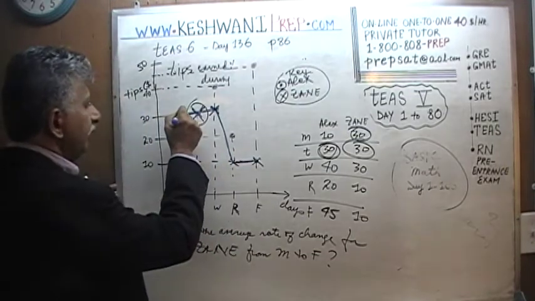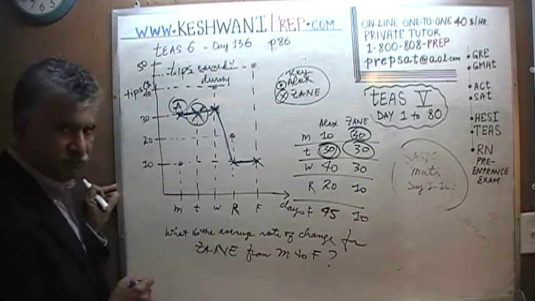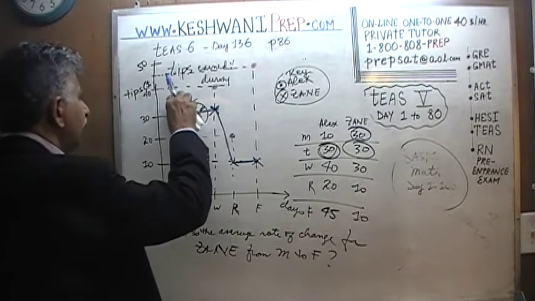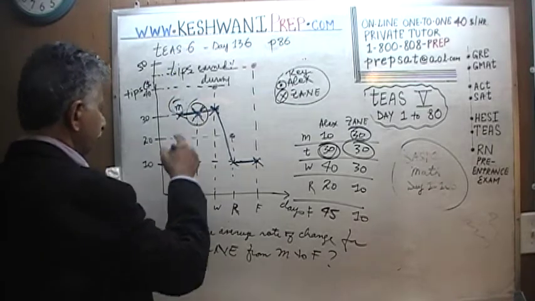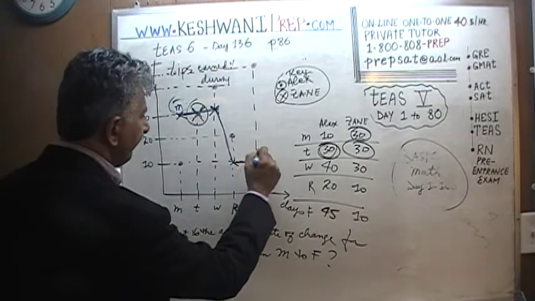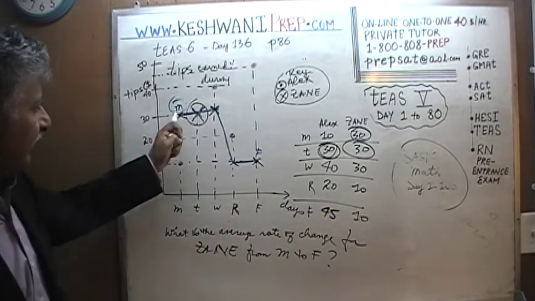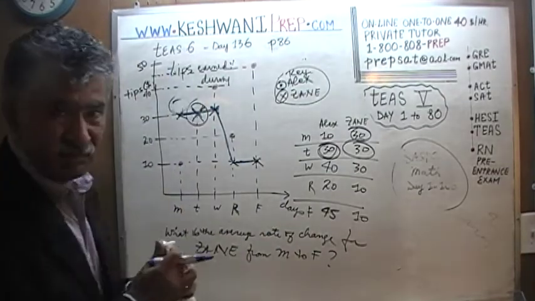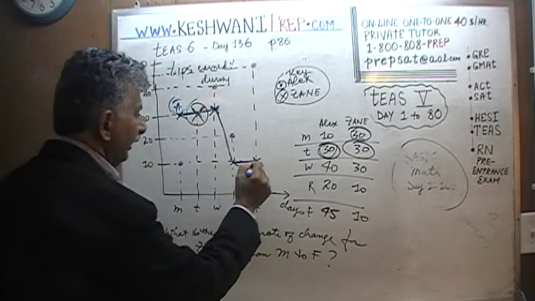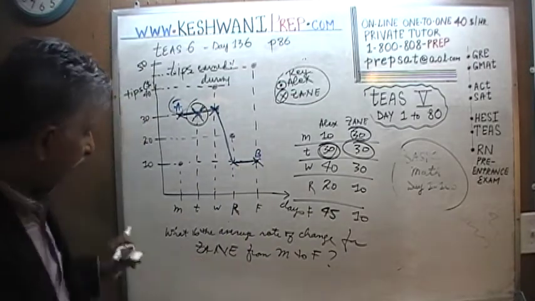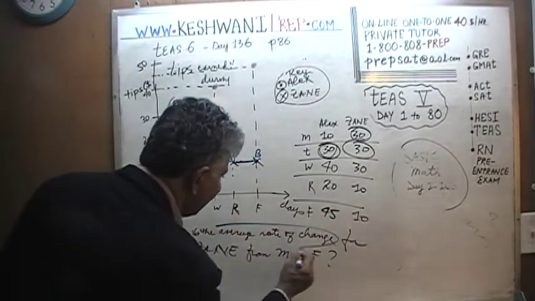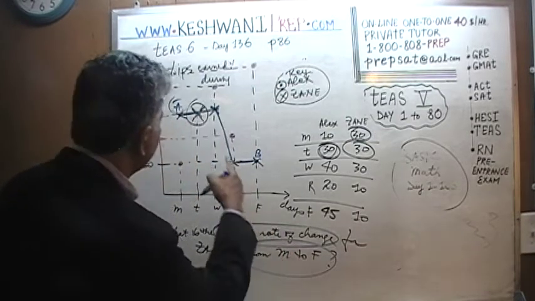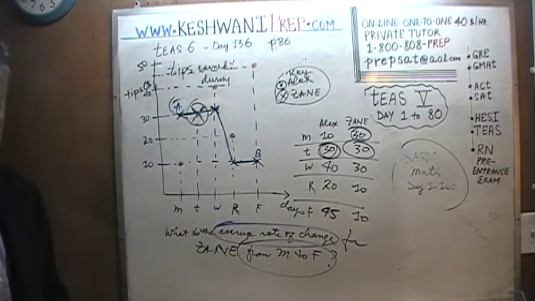Let's call the starting point Monday point A. Or if you like, let's make it simple. Let's call this point M, because it's Monday, and let's call this point F. Don't get confused. These are the names that I'm giving to the points, and these are the days. If you want to keep the two concepts separate, let's call this point A and this point B. What we're looking for is the average rate of change from point A to point B, or from Monday to Friday. From this point to this point, what's the average rate of change?